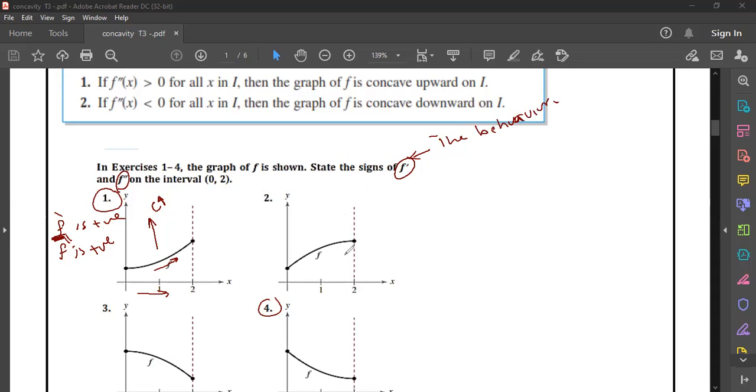Of the function, as you know, as x goes to the right, y goes up, since the function is increasing. I'll solve number 2 instead of number 4, and numbers 3 and 4 will be next. The first derivative here will be positive. For concavity, since the curve is concave downward, or opens downward, the second derivative is negative. I think it's so trivial.